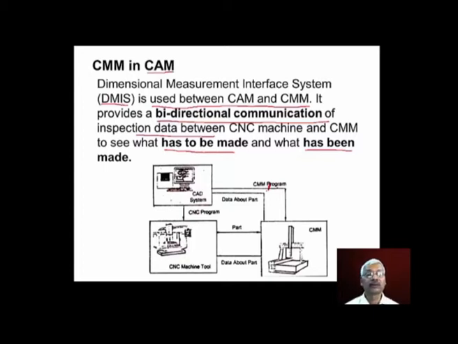Now you can see here, this is the CAD system which will provide the CAD data to the CNC machine tool, and this generates the CNC program based on the CAD system, and the CNC program or the part program is supplied to the CNC machine tool for machining the workpiece. This CAD system also generates an inspection program based upon the CAD data, and that is supplied to the coordinate measuring machine.